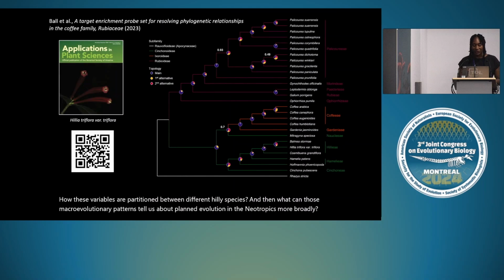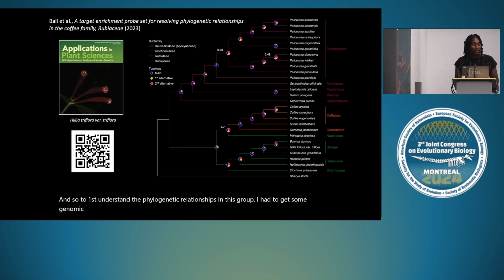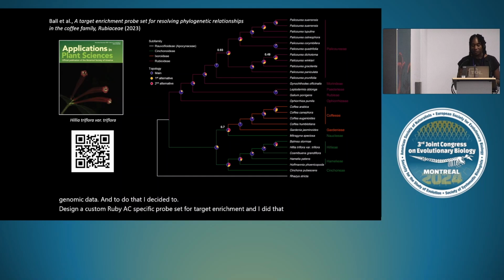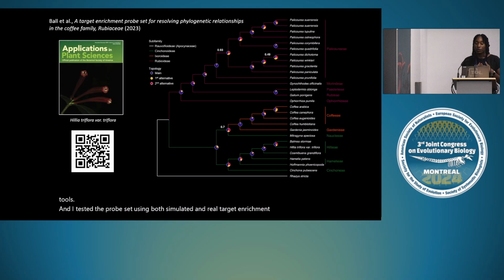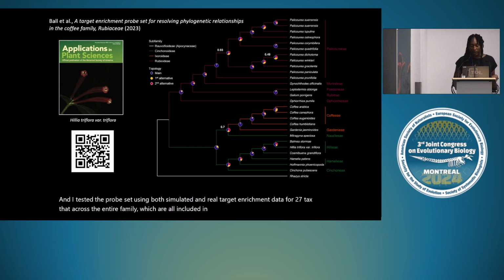To first understand the phylogenetic relationships in this group, I had to get some genomic data. To do that, I decided to design a custom Rubiaceae-specific probe set for target enrichment. I did that using genomic resources that are all publicly accessible, as well as a few different bioinformatic tools. And I tested the probe set using both simulated and real target enrichment data for 27 taxa across the entire family, which are all included in that tree to the right.